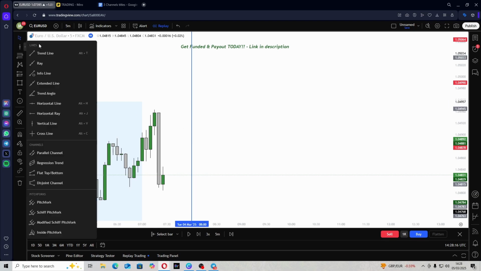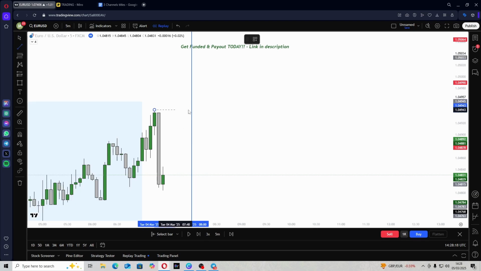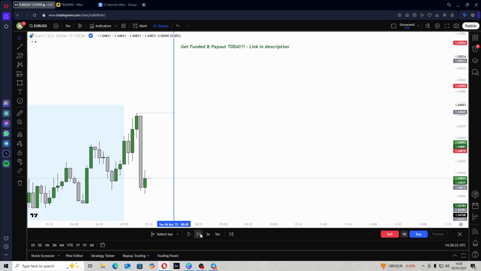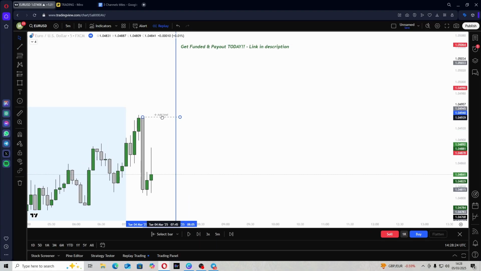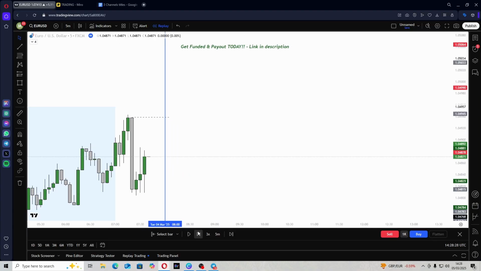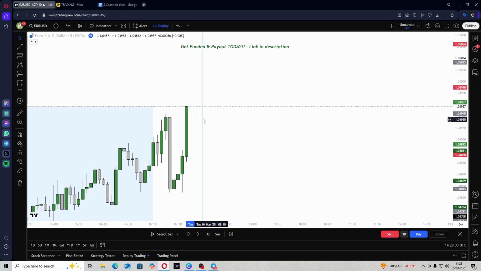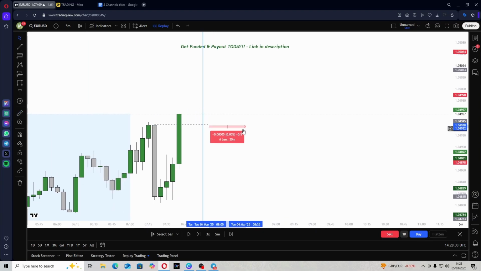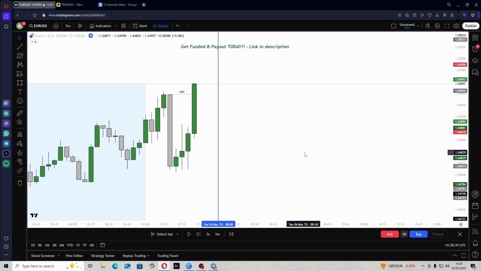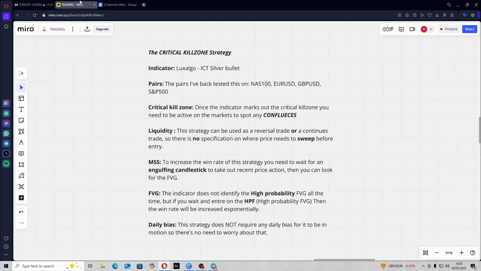We need to look for a market structure shift right before it or on the 8 a.m. area. So what I'm going to be doing now is placing our trend line right here to here, and we're going to be looking for this to get swept. If I keep playing price forward, we're looking for that line to get swept. There we go. We just got a perfect sweep right here. Perfect market structure shift.